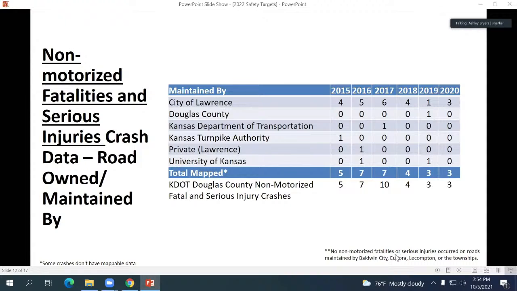This is the non-motorized fatalities and serious injuries by road owner. Most of those occurred in the City of Lawrence, either on City of Lawrence roads or private or KU.